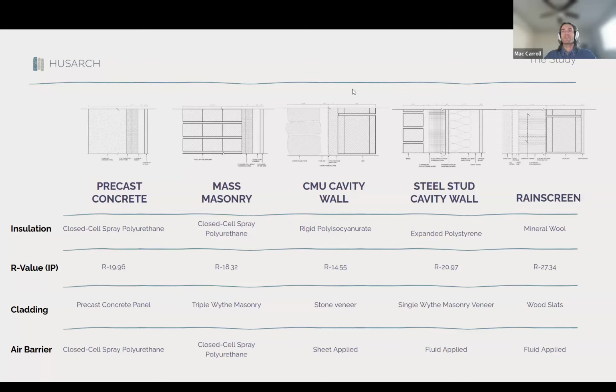So tilt wall. Yeah. Not gonna yell things out from the chat like that again.